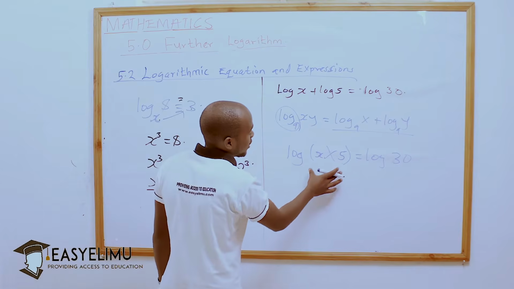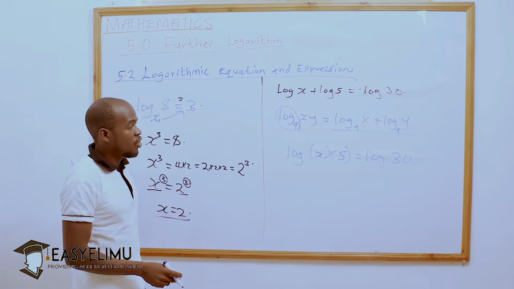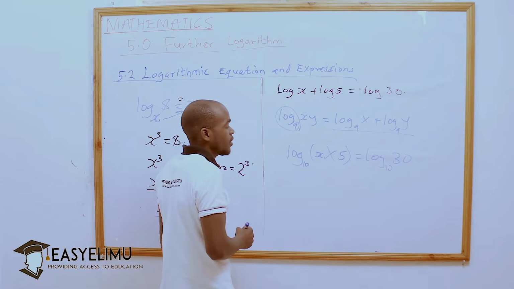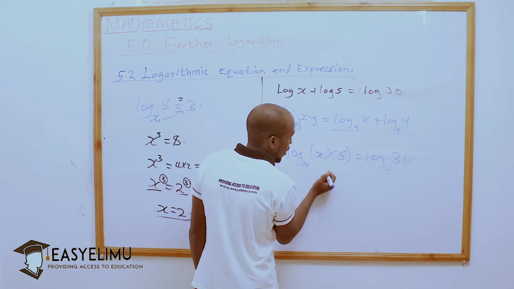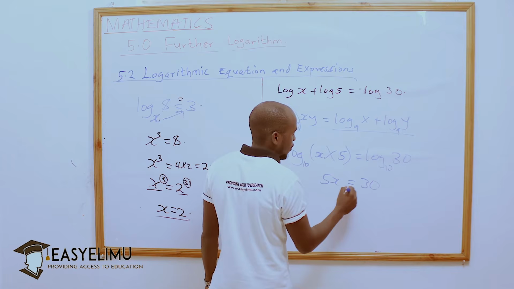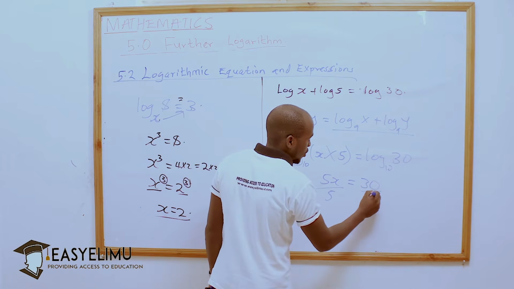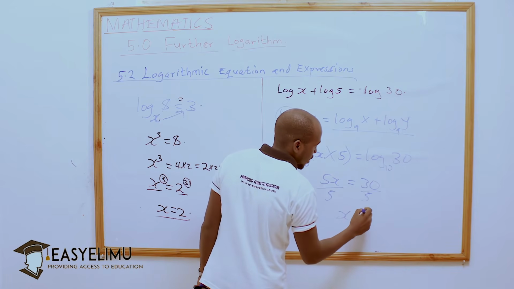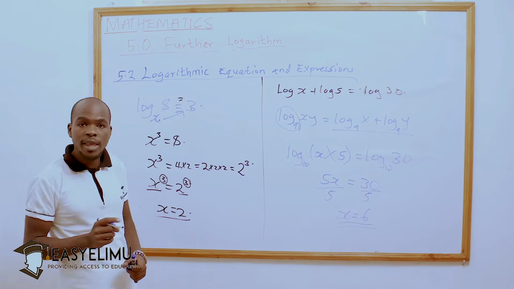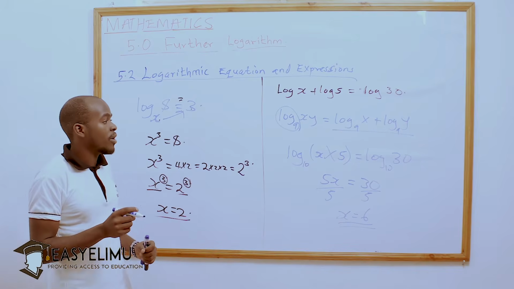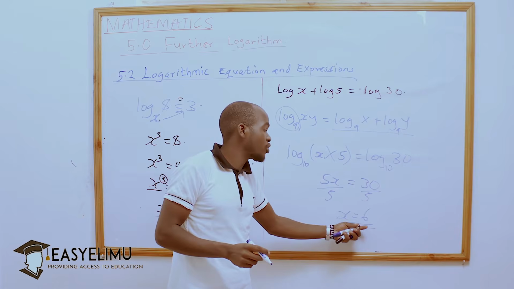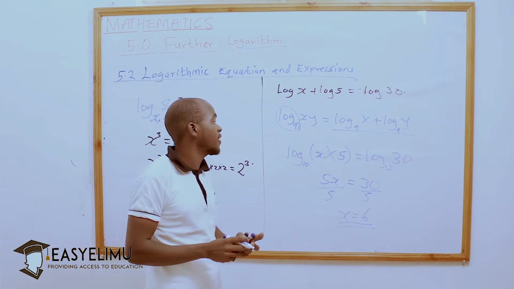Now here, after reaching this point, because log is the same base, you drop out the logs, and then you will have x times 5. You will have 5x here is equal to 30. If you work it out, you will find that x is 6. You drop the logs only if they are on the same base. So after dropping the logs, if you work out, you are going to find the missing value there is 6.